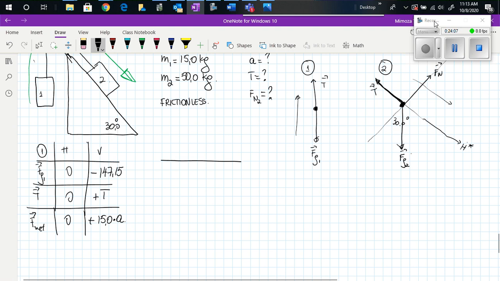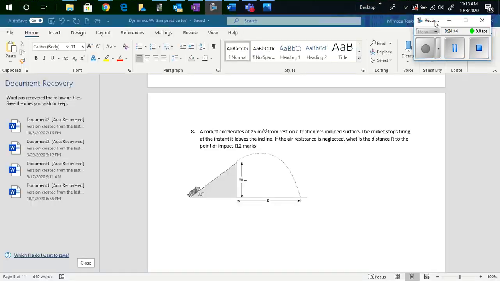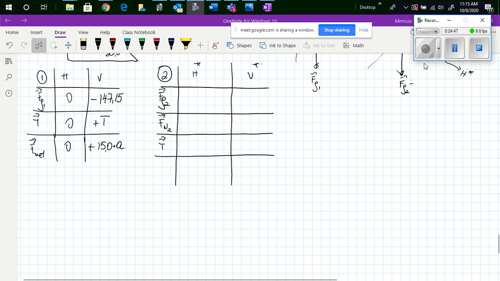The same table of components we will construct for the second object, but in this case it will be a bit more complicated because we will have the horizontal rotated and the vertical rotated. And here we will have the force of gravity and the force normal of object 2. We'll have tension. And if we have a force of friction here, the force of friction will be in the same direction as the tension because it is opposite to the motion. The force of gravity will be 490.5.